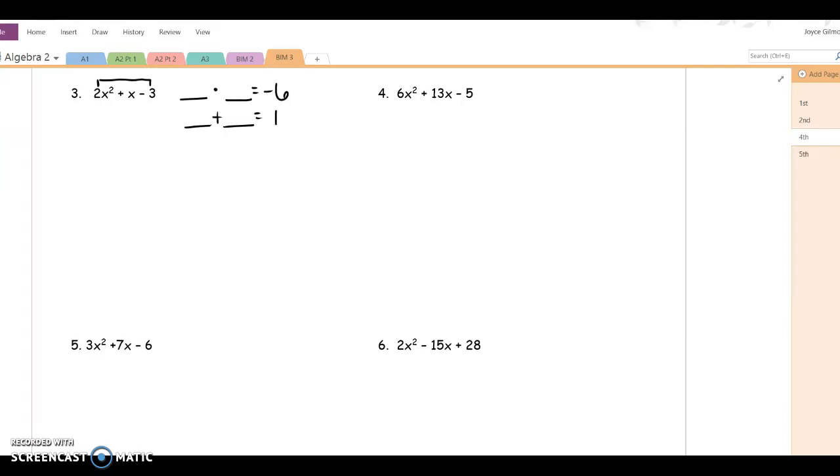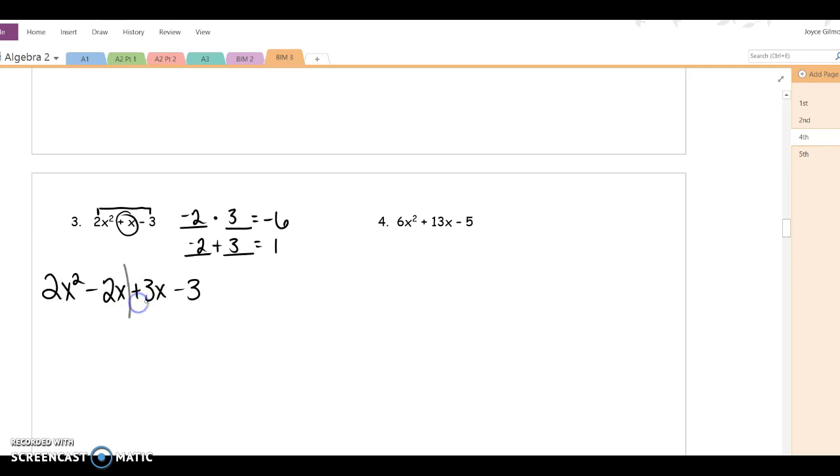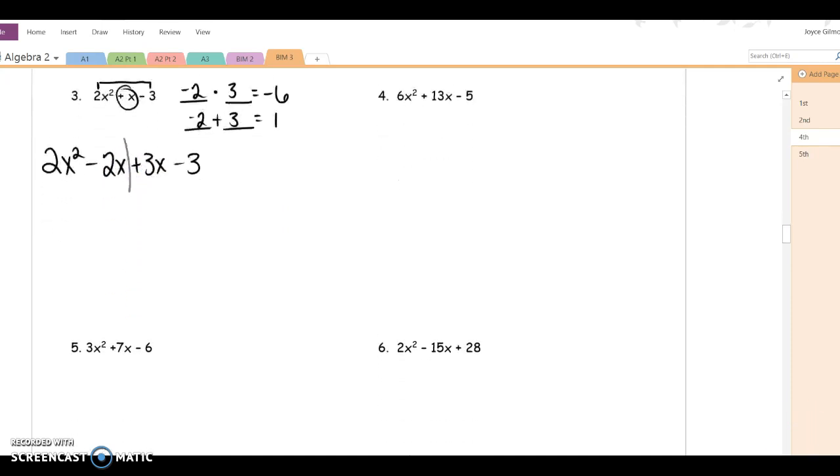Okay, we're looking for a pair of numbers that multiplies to give us negative 6 and adds up to positive 1. That would be negative 2 and positive 3. So we split this into 4 terms by splitting that middle term. So negative 2x plus 3x minus 3. And if you happen to do 3x minus 2x, that's fine. You will get the same answer. Your work is just going to look a little bit different. Okay, split it after the second term.